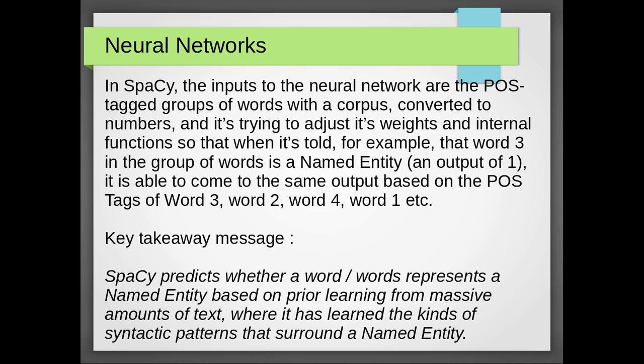And basically it's trying to adjust its weights and internal functions so that when it's told, for example, that word 3 in the group of words it's been given is a named entity, and so that's an output of 1 for named entity and maybe 0 for not a named entity, it's able to come up with the same output based on the tags of word 3, which is the named entity, word 2, the word before it, word 4, the word after it, word 1, two words before it, etc.